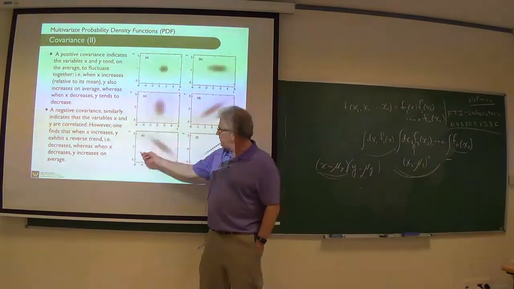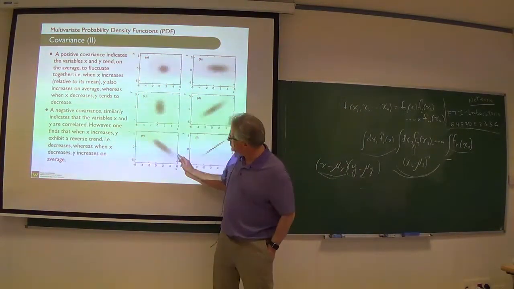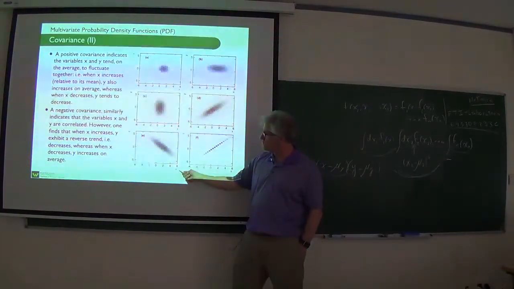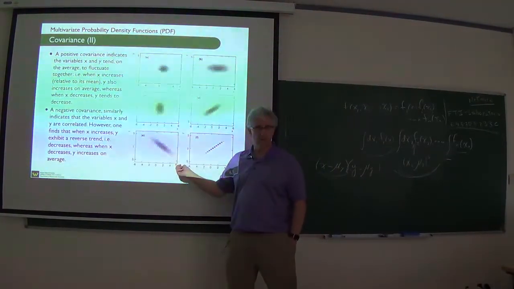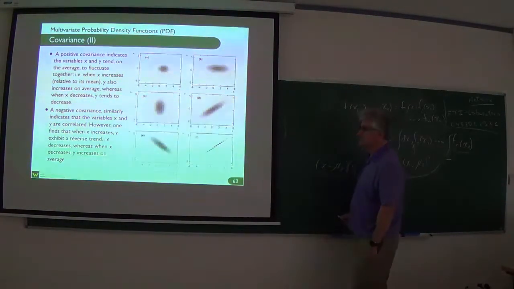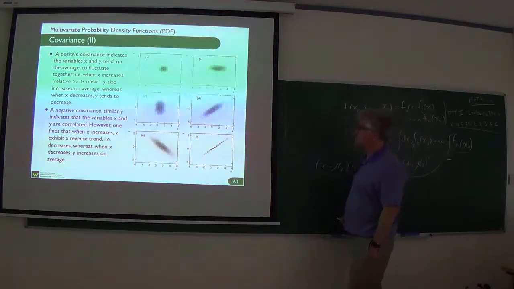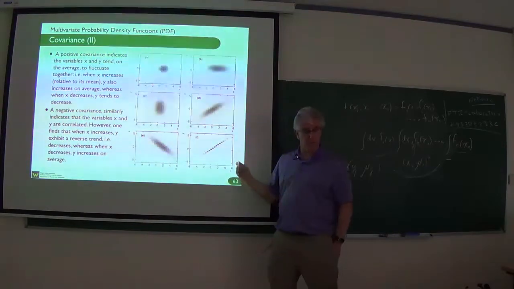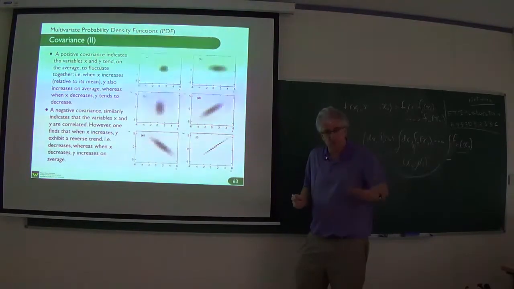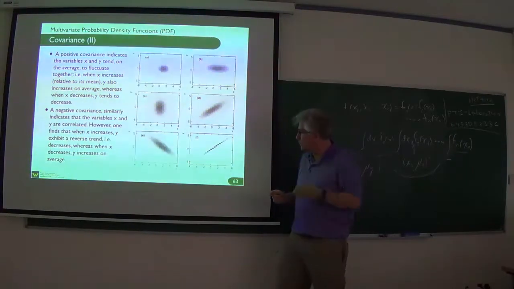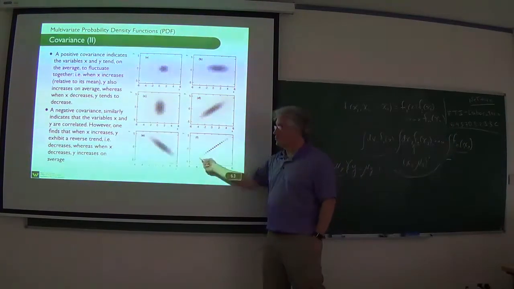In this example here, I have a set of contours that is slanted this way. And so now when x is large, y has a tendency to be small. And when x is small, y has a tendency to be large. And so that gives me a negative covariance. And of course, if the correlation is nearly perfect, if y is almost equal to x, if the two variables are nearly equal to one another, then you have a nearly perfect correlation.